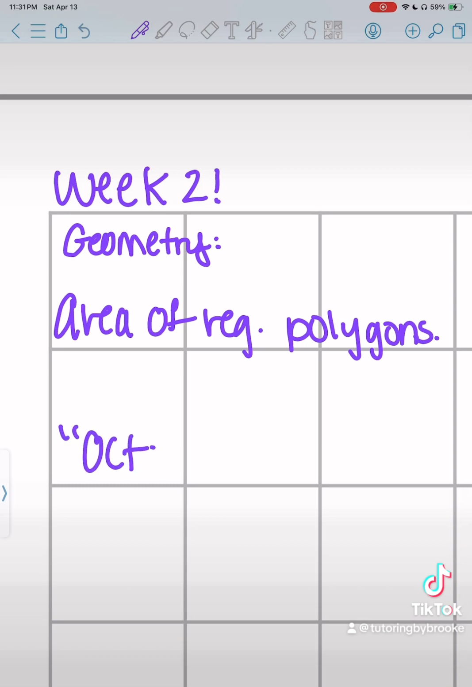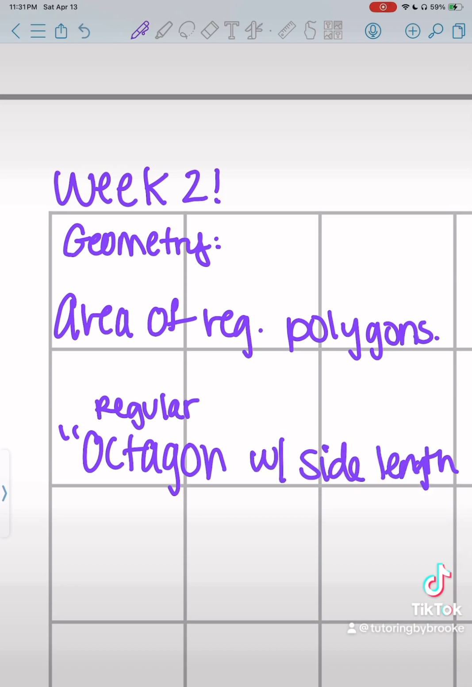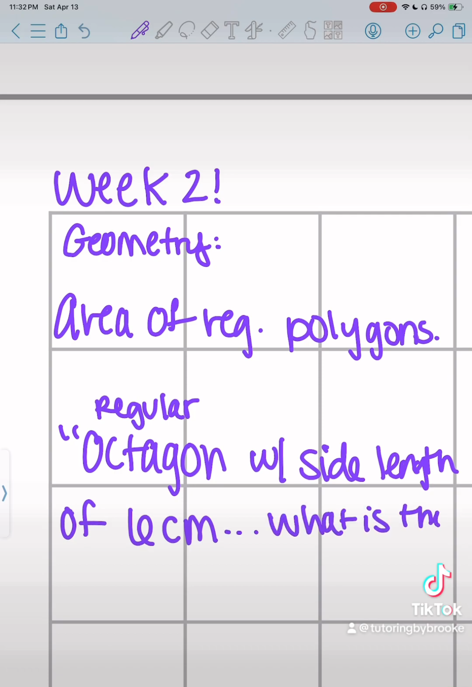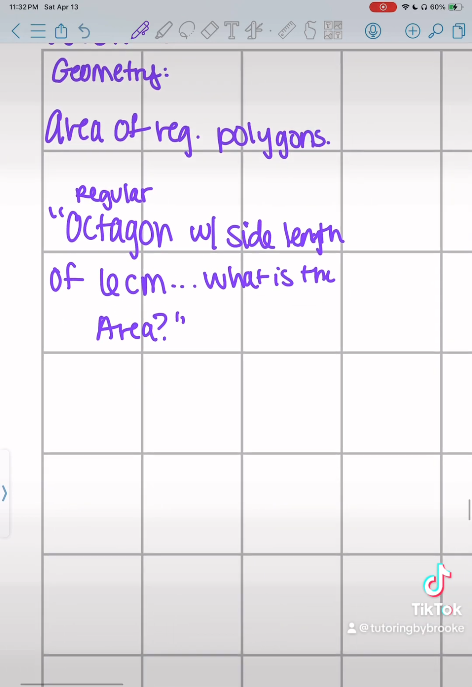The specific question was, if you have a regular octagon with a side length of 6 centimeters, what is the area? And this is the exact question. It was written out in sentence form. It did not have a picture. This is all we were given, right? So let's take a quick second and make that drawing ourselves.